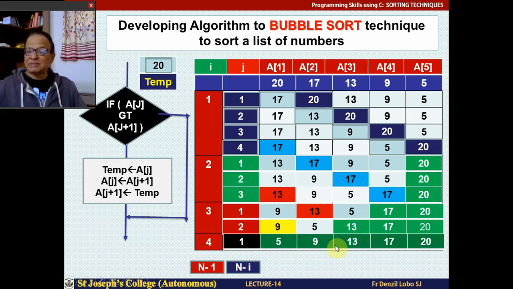Therefore, all these numbers are arranged in the ascending order: 5, 9, 13, 17, 20. So this is how I am going to do j values. For j is equal to 1, 2, in the first case 4 times, second time 3 times, third time 2 times, and 1 time. Therefore, for j is equal to 1 to n minus I.